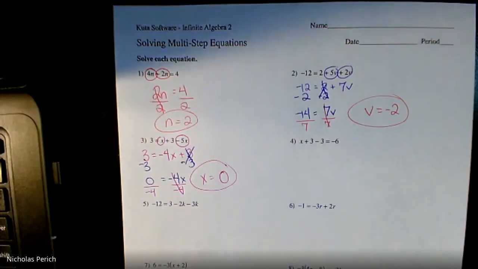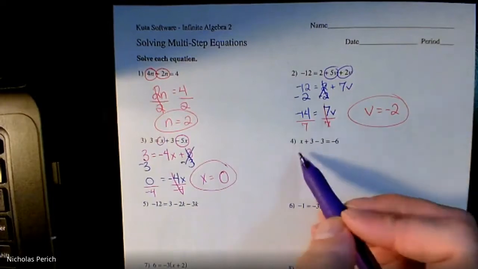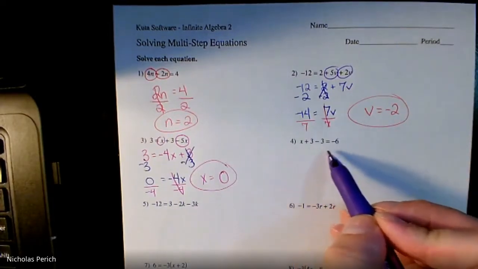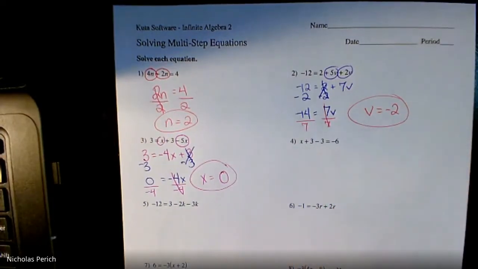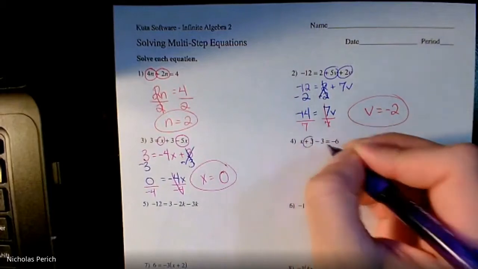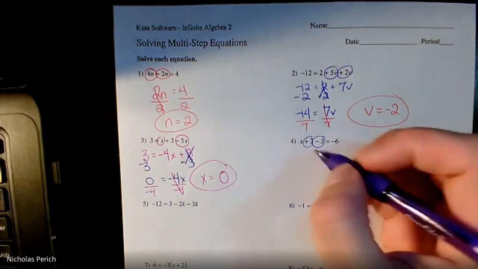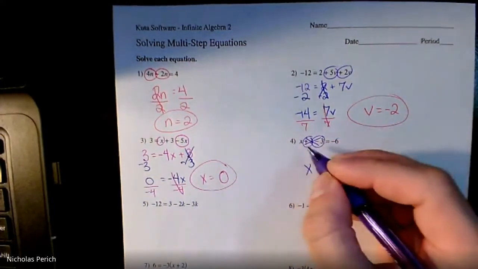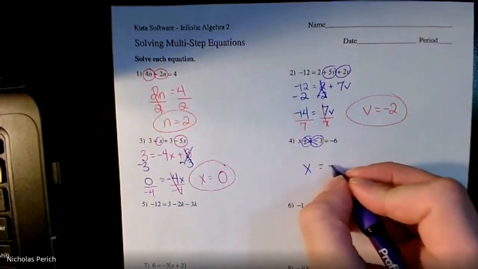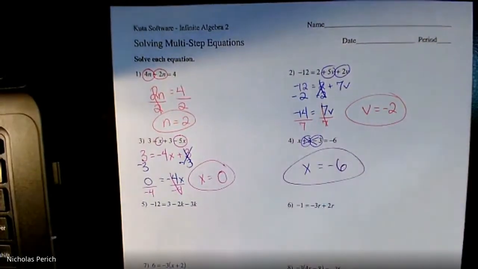The problem on the right is x plus 3 minus 3 equals negative 6. Look at that 3 and look at that negative 3 right next to it. What's 3 minus 3? 0. So they cancel each other out. So guess what? X plus 0, or just x, equals negative 6. Done. Easy. Algebra 2, schmalgebra 2.